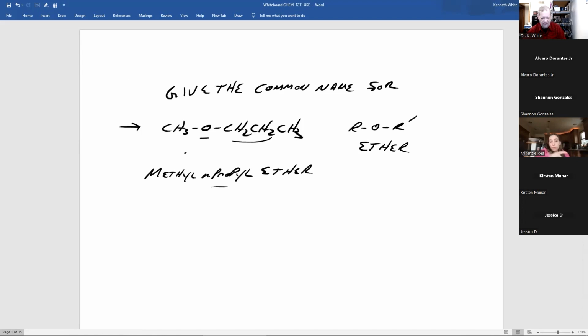Oh, let's do one more. And here's one more. Give the common name for that molecule.